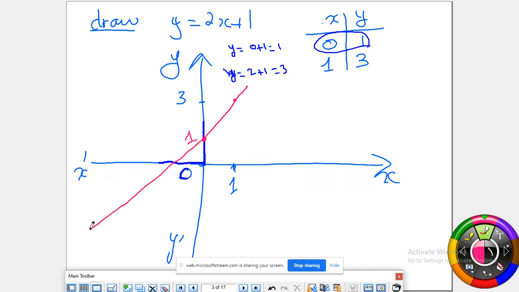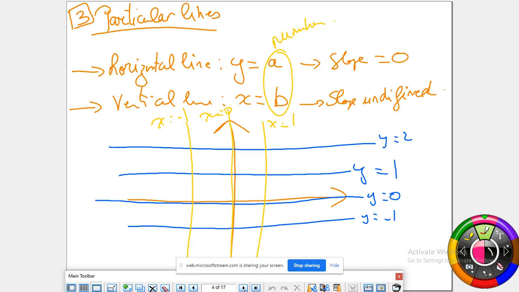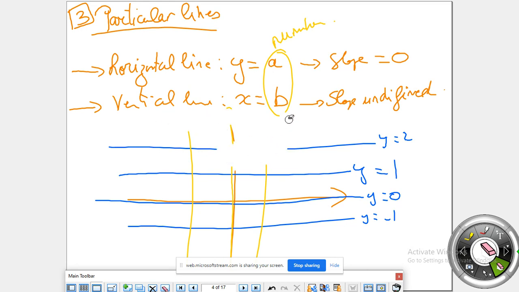And all the time when you draw the line, it's better to write its equation next to it. So y equals 2x plus 1. Let's move. It's an easy chapter. You'll like it, guys. Particular lines. This is very important. I will erase here. I have two particular lines.